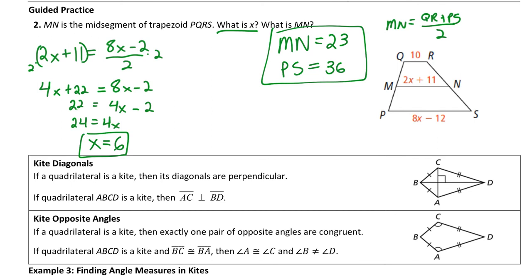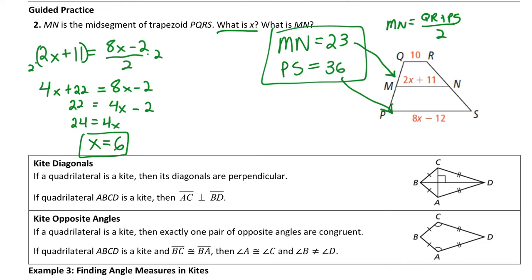Okay, so 2x plus 11 equals 8x minus 2 over 2. Multiply both sides by 2. Solve it out to get x is 6. Substitute x into the expression for MN. Substitute x into the expression for PS. I get MN is 23. PS is 36. So we'll get some practice with this. Mostly, you're just going to have to remember a few properties and apply them on our next quiz.